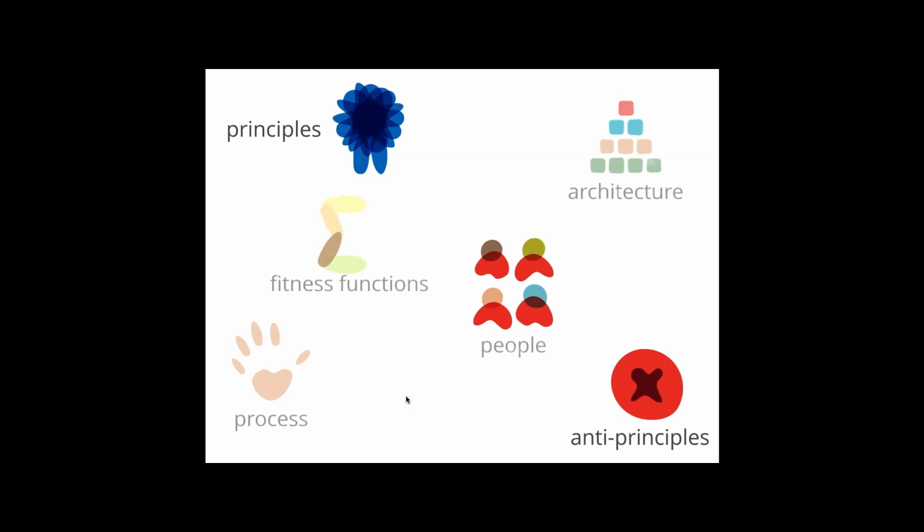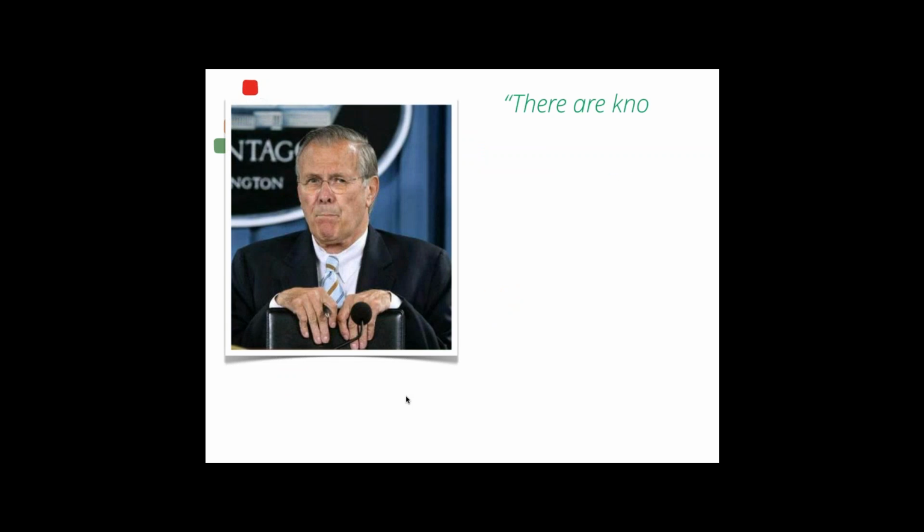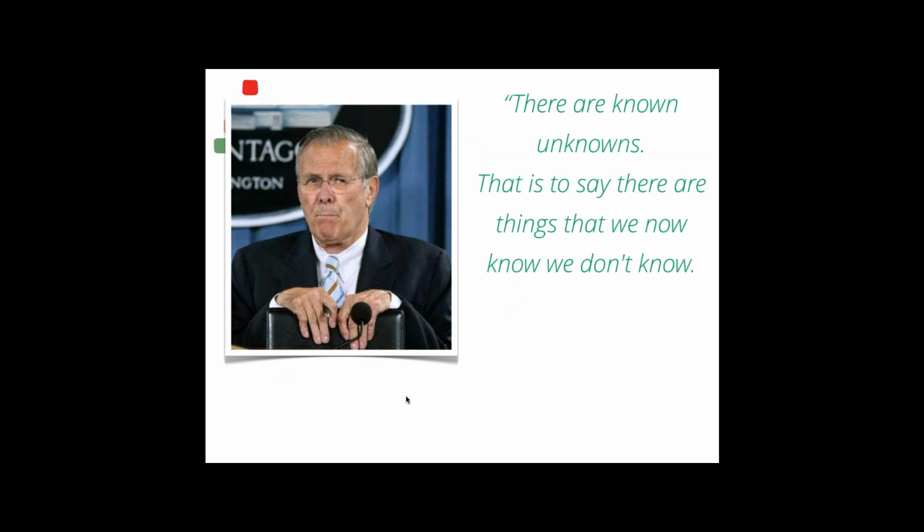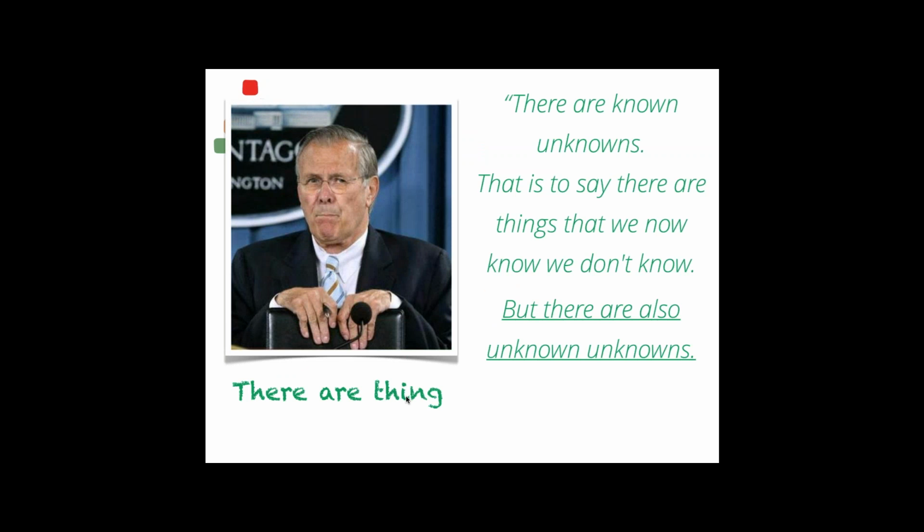And I'm going to start this section with the poetry of Donald Rumsfeld. And actually, I'm not. Sorry, this is my architecture principles. This is the poetry of Donald Rumsfeld. Donald Rumsfeld very famously at one point said, there are known unknowns. That is to say, there are things we now know we don't know, but there are also unknown unknowns. There are things we do not know we don't know.